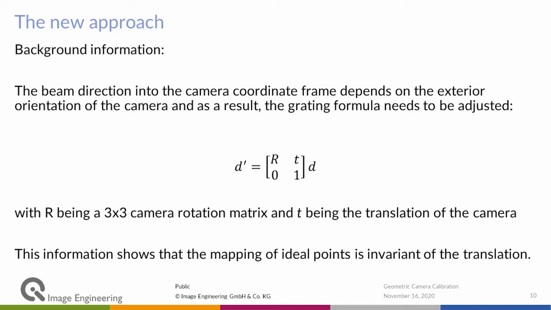The light is then incident on the camera, and we basically have a 3x3 camera rotation matrix that describes the rotation of the camera towards the diffractive optical element. And as I already mentioned, the translation T here does not matter because we are translational invariant.